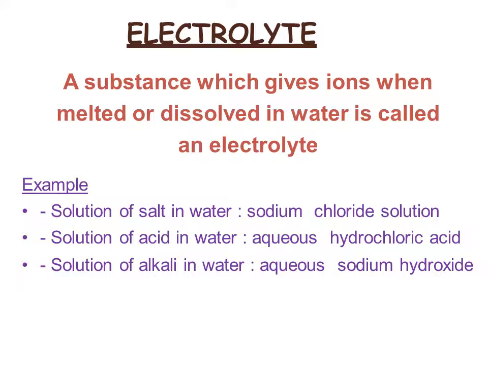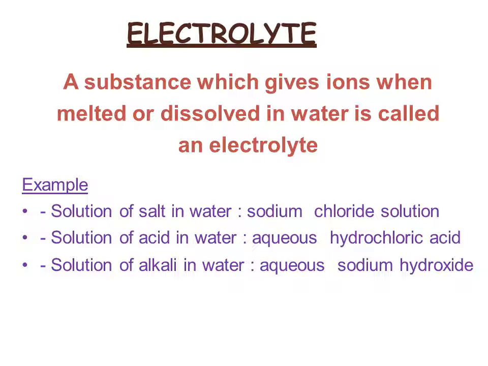So first of all, we will talk about electrolyte. So what do you mean by electrolyte? These are the terms that we have to discuss. A substance which gives ions when melted or dissolved in water is called an electrolyte. That means any substance, it can be solid, it can be liquid, when it is dissolved in water and if it gives ions, meaning a negatively charged ion or positively charged ion, then it is an electrolyte.